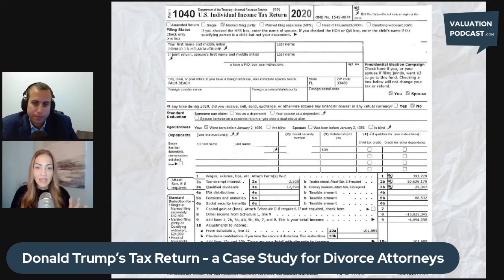So let's give an overview, if you will, of what we're going to discuss, because this is just the front page of what a 1040 looks like. And this is Donald Trump's tax return. So these are the numbers, and we're going to drill down deeper. But in general, give us a roadmap. What are we going to talk about? What tips should divorce attorneys be prepared to be paying attention to? And then we'll go through the tax return.